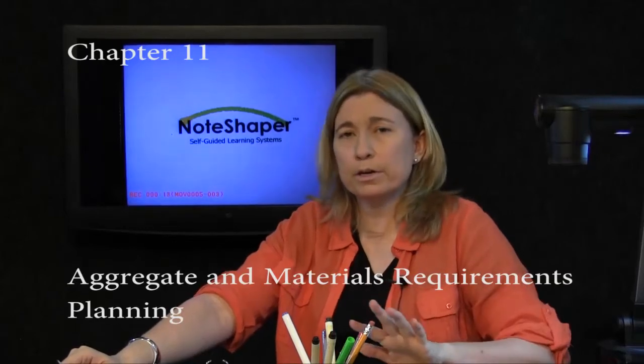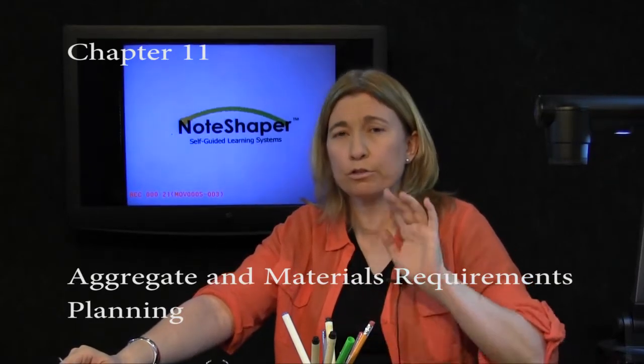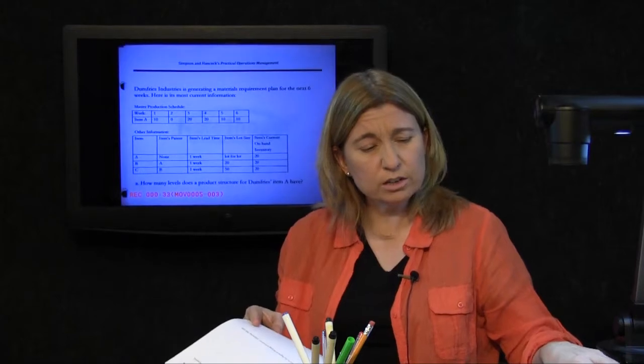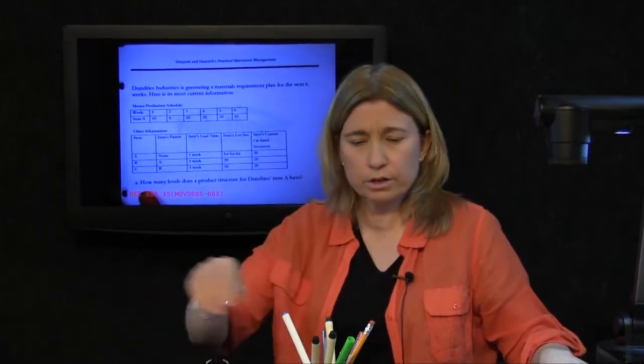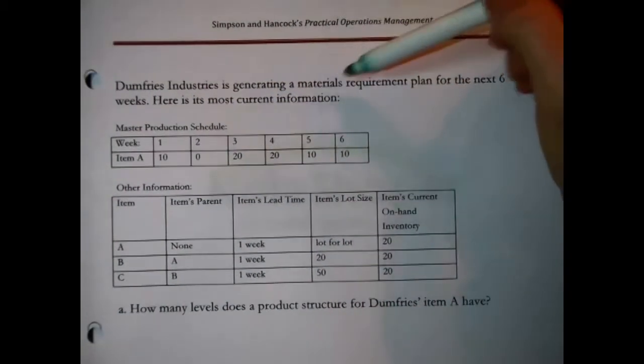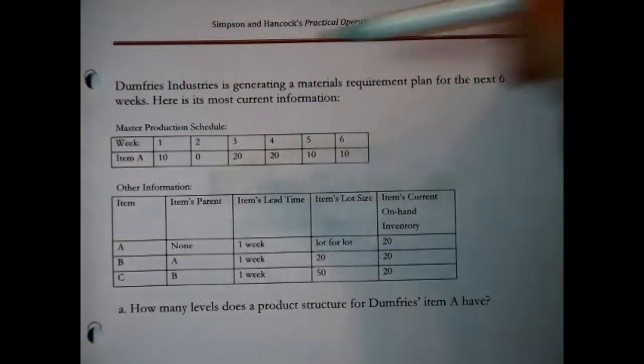In an MRP scenario, you need 3 inputs: a master production schedule, a bill of materials, and current inventory records. You can see all 3 of these here in Dumfries Industries. Dumfries Industries is generating a material requirements plan for the next 6 weeks.